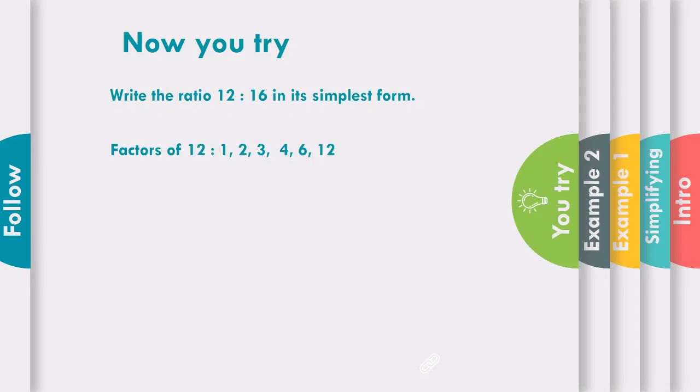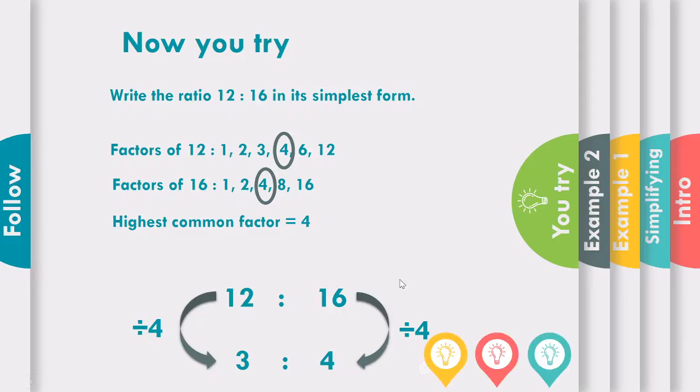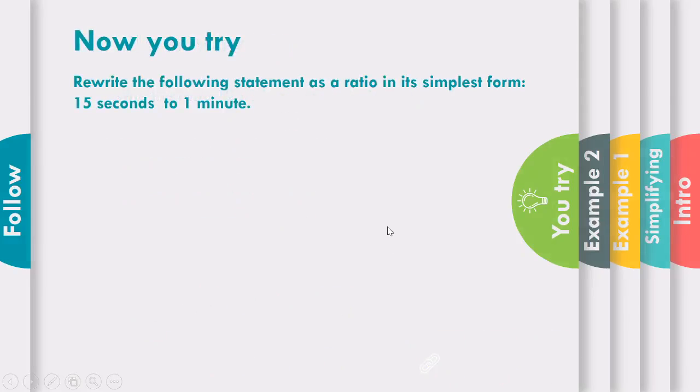Okay guys, if we look at the factors of 12 and the factors of 16, if we try and find the highest common factor, the highest number that's common to both of those is 4. And if we divide each side of our ratio by 4, it gives me the ratio in its simplest form, 3 to 4. Okay guys, one more example for you to try out. Pause the video, give this one a go, and then we'll go through the solution again together.